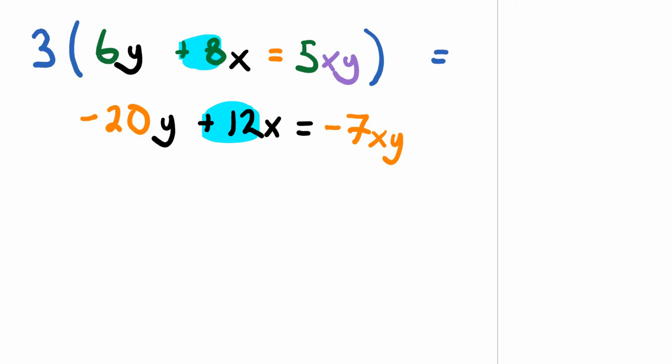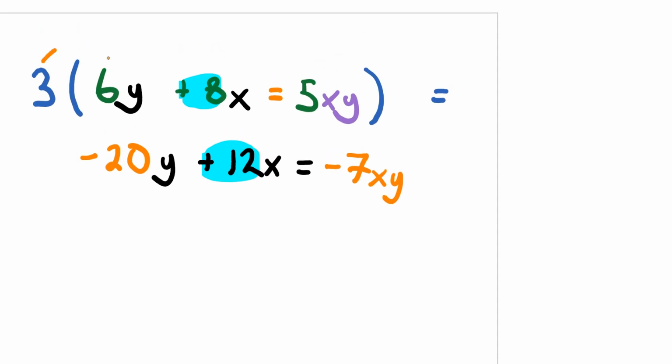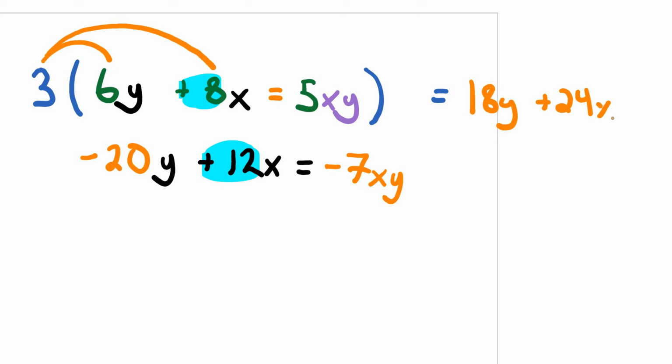And if I do that, let me get some more room here. 3 times 6 is going to be 18y. And then this is what I really want. I want 3 times 8, which is 24, so plus 24x. And then finally, 3 times 5 is going to be 15.